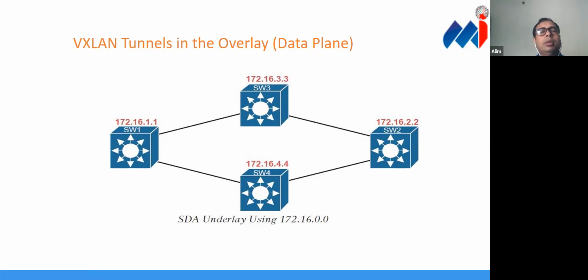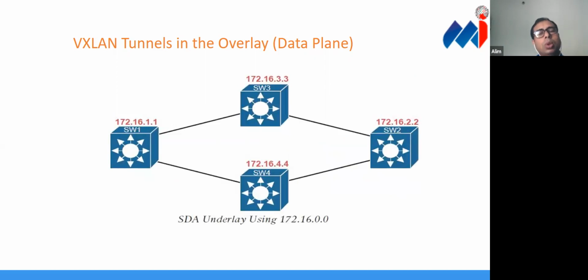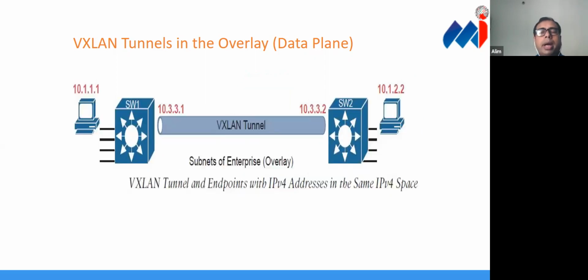Okay, but VXLAN is used to create another network based on this network. VXLAN has another IP addressing, maybe. Here is a 172 series IP address. But look, for VXLAN, we are using a 10 series IP, or class A.